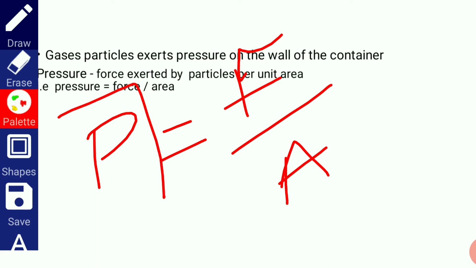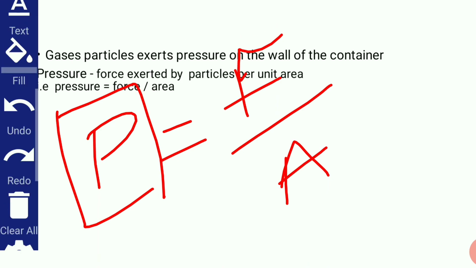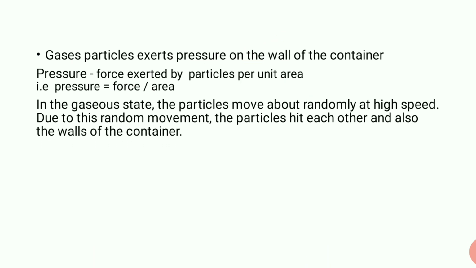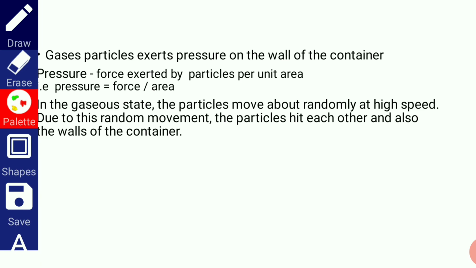Gases have the property to apply pressure on the surface of the container in which they are filled. The reason behind applying the pressure is that the gaseous particles are free to move in all directions. If the gaseous particles are moving in all directions, they are hitting each other as well as hitting the wall of the container. The hitting means they are applying force, and force applied on a particular area is the pressure.